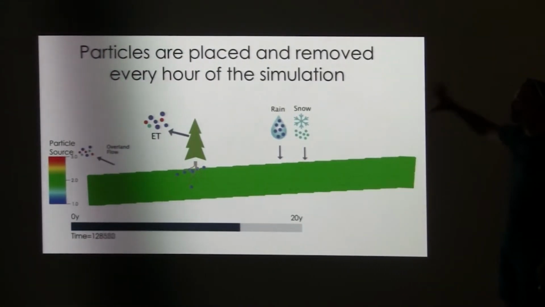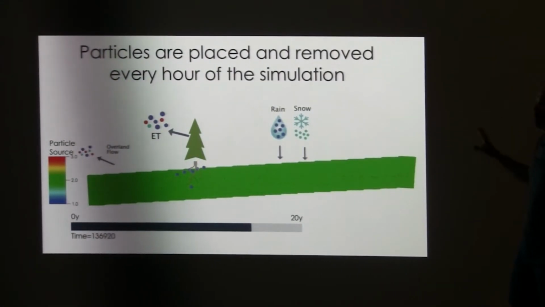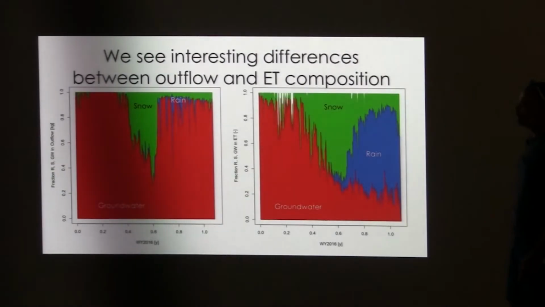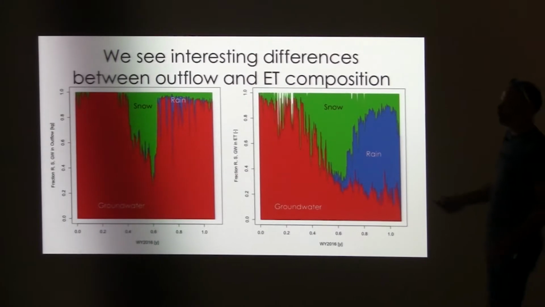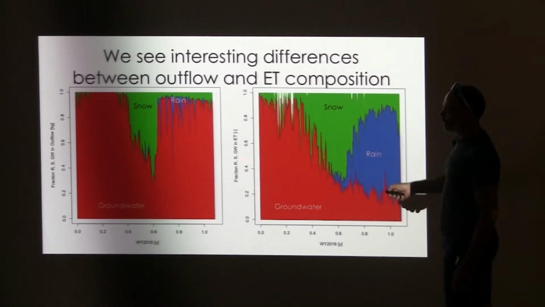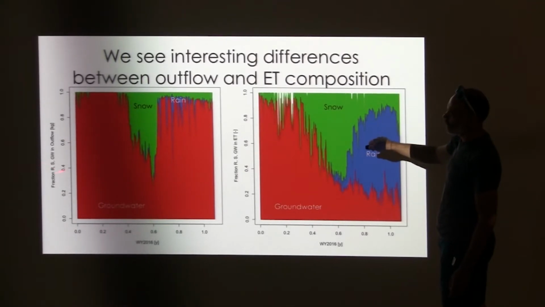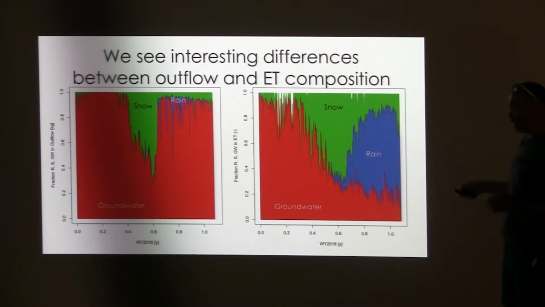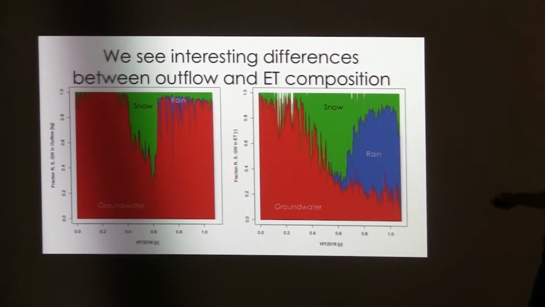And so we can spin the system up. We can spin the age of the system up. We can run these systems to equilibrium. But then we can also look at, say, what our outflow looks like, and look at, say, groundwater contributions to streamflow. This is just the fraction of rain, snow, and pre-event groundwater, if you will, in our outflow. And then we could do the same thing with ET.